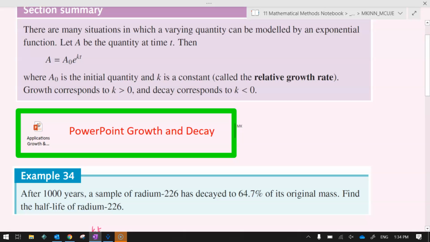After 1,000 years, a sample of radium-226 has decayed to 64.7% of its original mass. Find the half-life of radium-226. Radioactive decay, decaying by a constant percentage each time. So it can be modelled, as we saw last lesson, using the formula A equals A naught e to the kt. What are we going to do first? Who's got any suggestions for me?